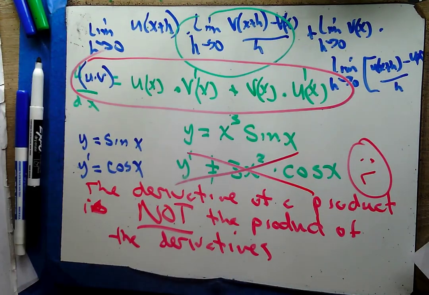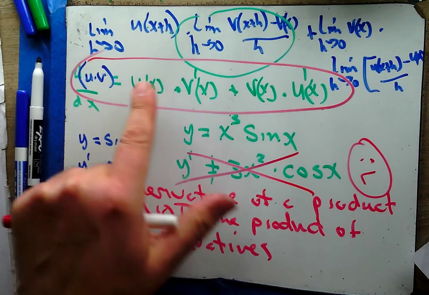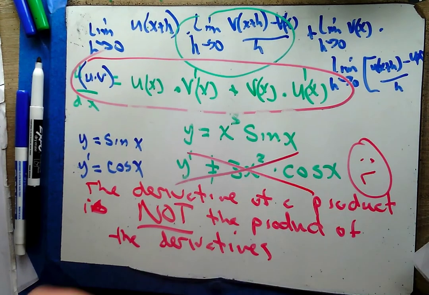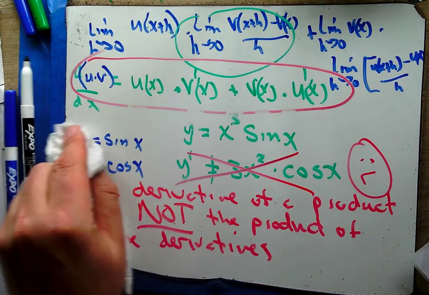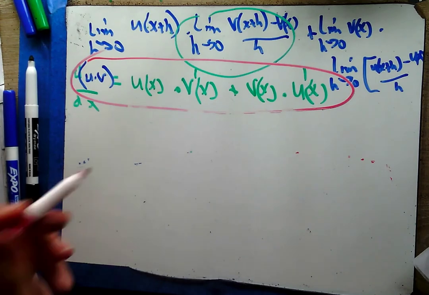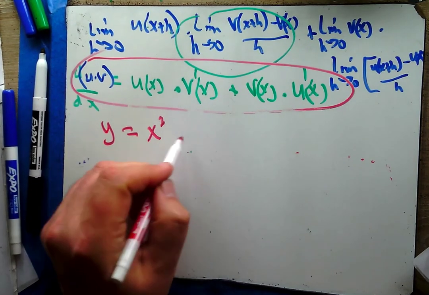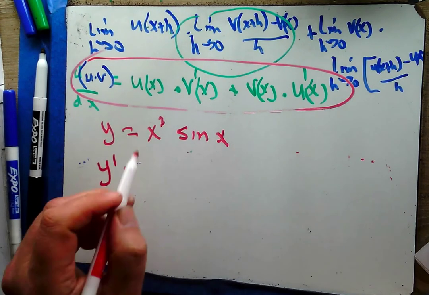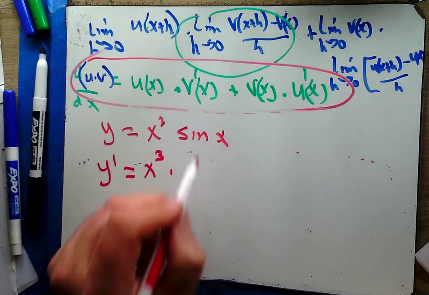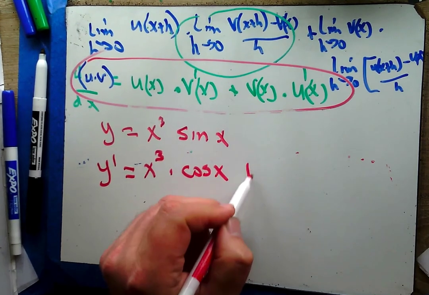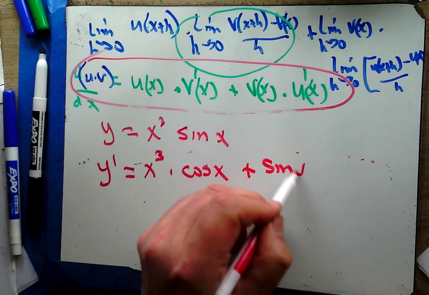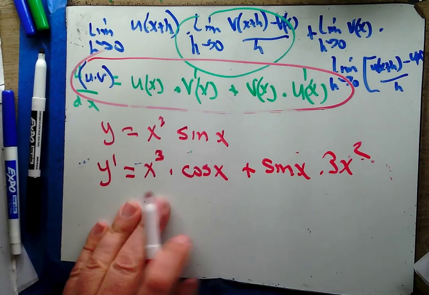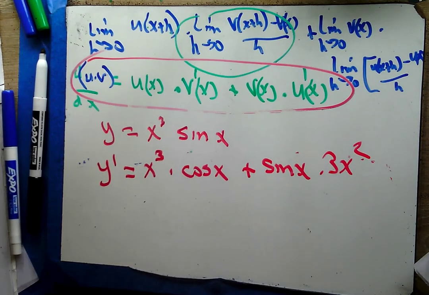This is our product rule. It says one function times the derivative of the other plus that other function times the derivative of the first. So let's go through and do that with x to the third sine x. Y equals x to the third sine x. Okay, so y prime is going to be the first one times the derivative of the second plus the second one times the derivative of the first. That's the derivative of x to the third sine x.